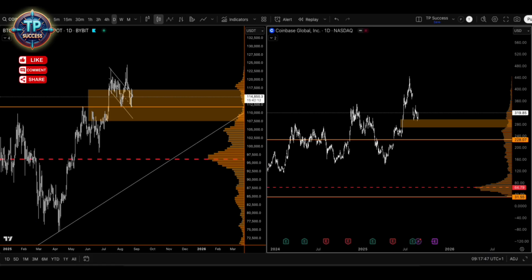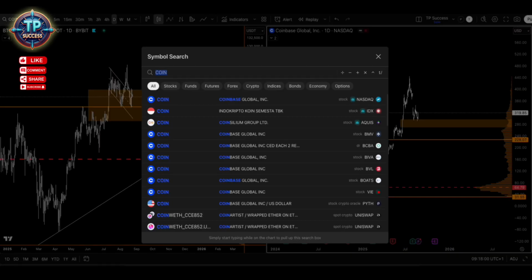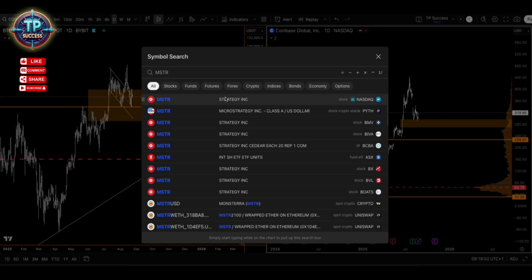So the next thing that we're going to look at right now is Michael Saylor's baby, MicroStrategy. So let's take a look at that. Now that should look very much like the Bitcoin chart. Let's have a look.